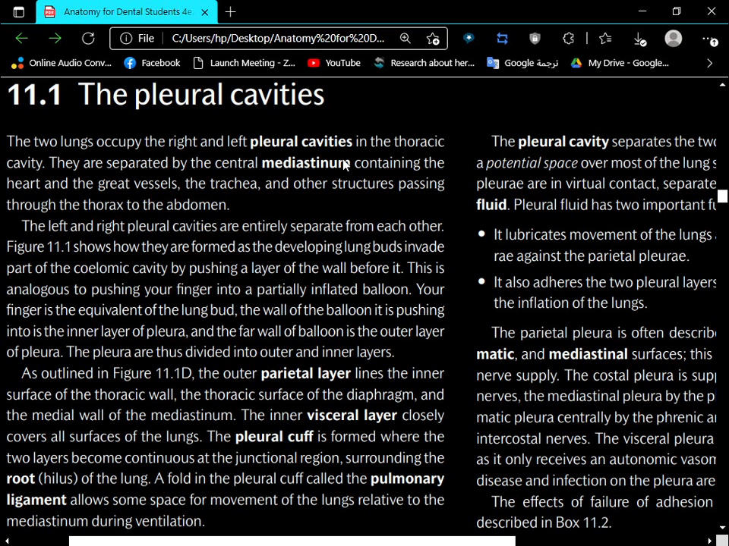As outlined in the figure, the outer parietal layer lines the inner surface of the thoracic wall, the thoracic surface of the diaphragm, and the medial wall of the mediastinum. The inner visceral layer closely covers the surface of the lungs. The pleural cuff is formed where the two layers become continuous.